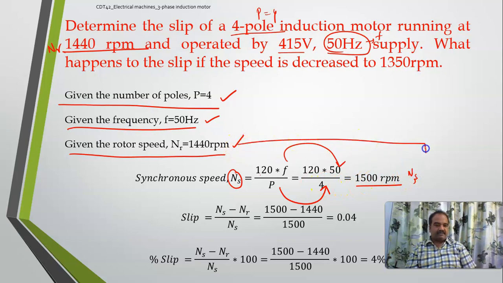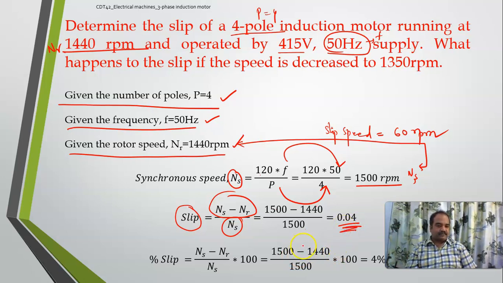1440. The difference between these two is called the slip speed, right? So what is the slip speed? 1500 minus 1440. It is 60 rpm. Okay. So now when you want the slip, it is the slip speed by synchronous speed, 60 by 1500. You will get 0.04. If you want it as a percentage, you multiply it by 100. You will get 4%.